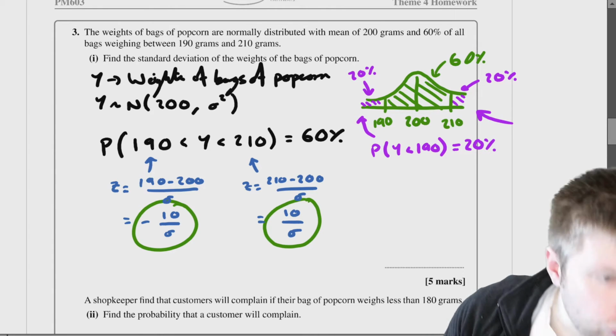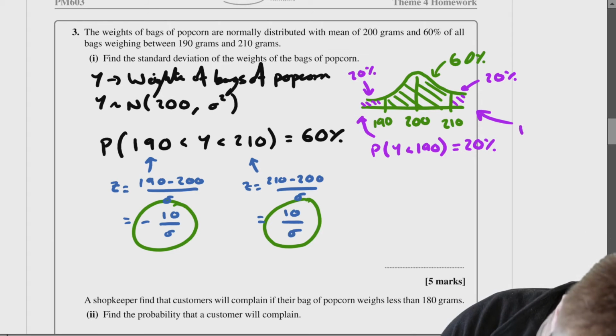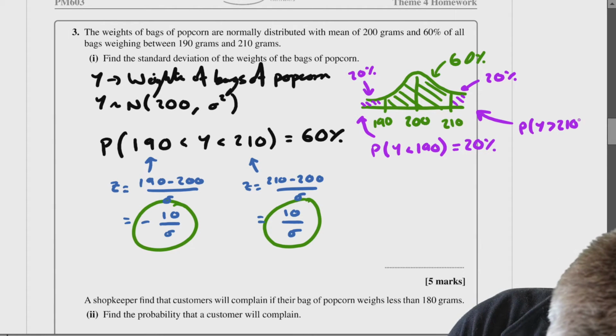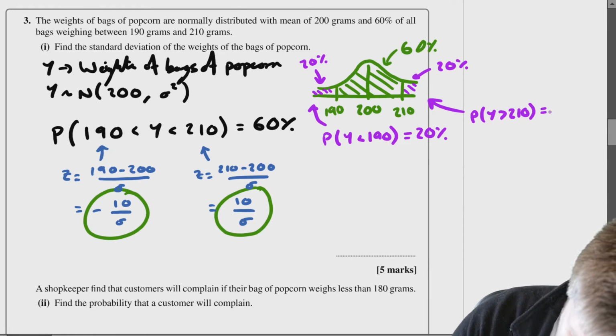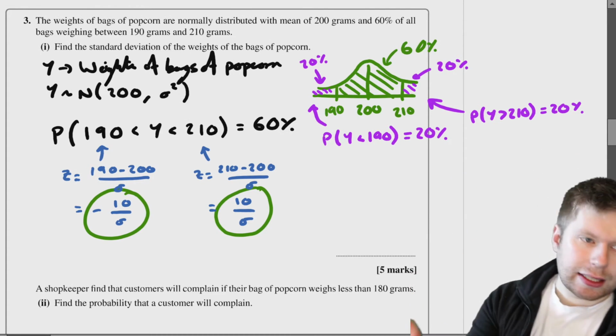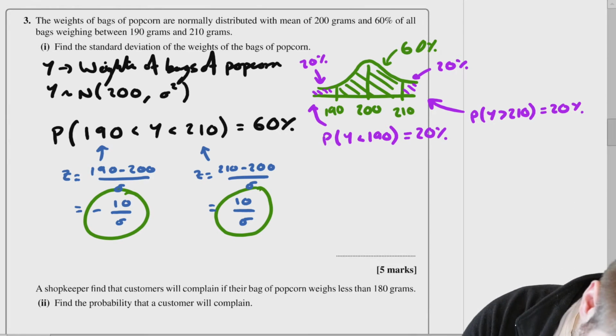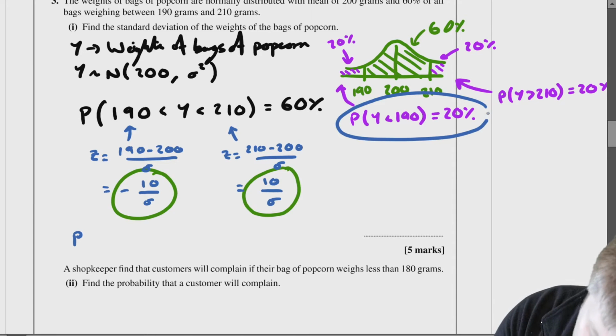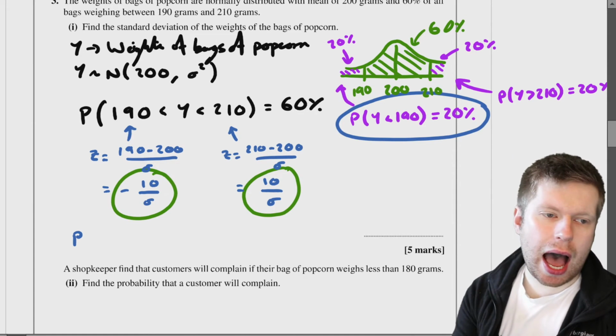Likewise, if I look at this region up here, I'm saying, well, the probability that I obtain a value greater than 210 grams should also be equal to 20%. So in other words, I have a couple of inequalities that I can work with. Okay, so let's deal with this. So I'm just going to work with this one down here, because it's a less than probability and I don't have to work with it.